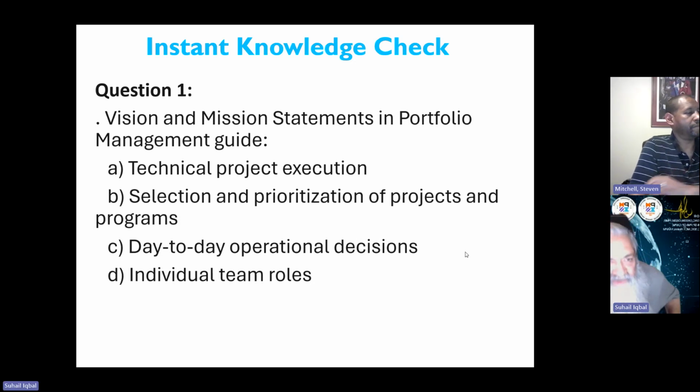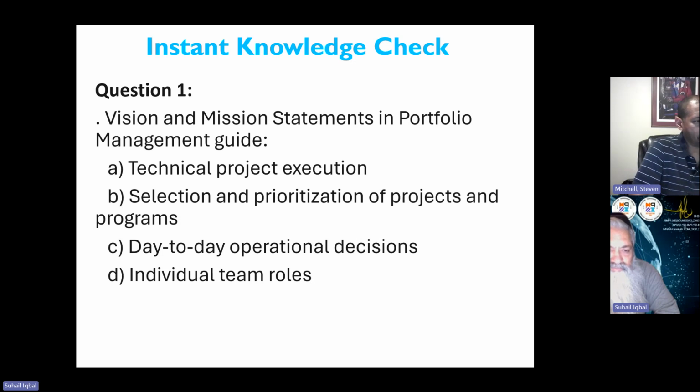Actually, question one. The vision and mission statement in portfolio management guide what? A technical project execution, selection and prioritization of projects and programs, day-to-day operational decisions, or individual team roles. What is the importance of vision and mission statement in portfolio management? Pick one out of the four. Is it technical project execution? Is it selection and prioritization of projects and programs? Is it day-to-day operational decisions? Is it individual team roles?